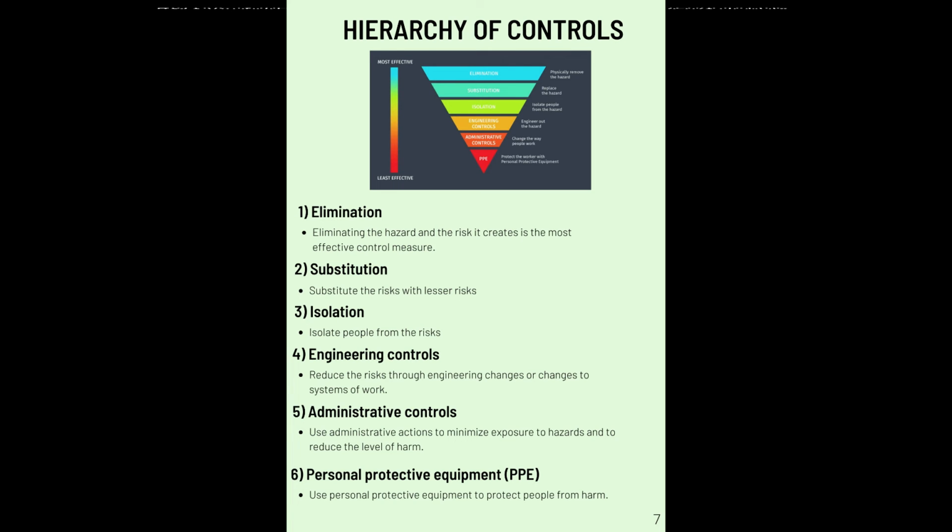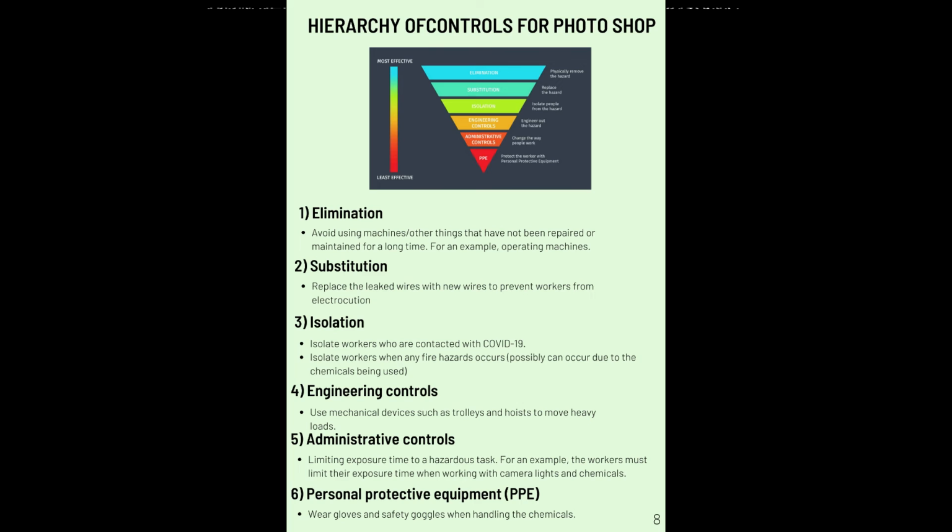The fourth one is engineering controls, where it is about reducing the risks through engineering changes or changes to systems of work. The fifth one is administrative controls, where it is about using administrative actions to minimize exposure to hazards and to reduce the level of harm. And finally is the personal protective equipment, also known as PPE, where it is about using personal protective equipment to protect people from harm. Now let's see the hierarchy of controls for the photoshop.